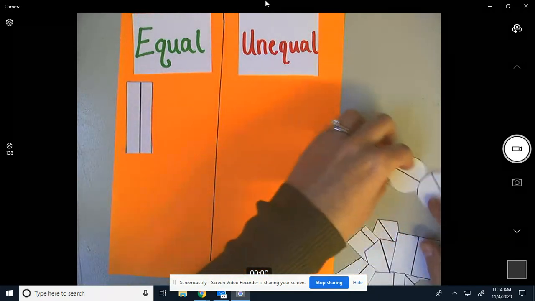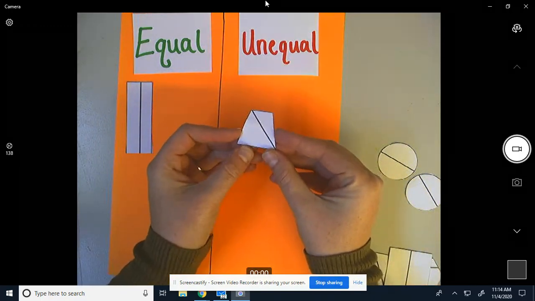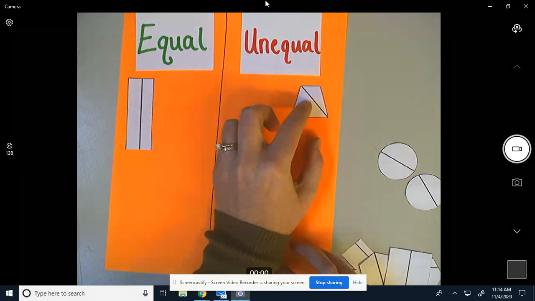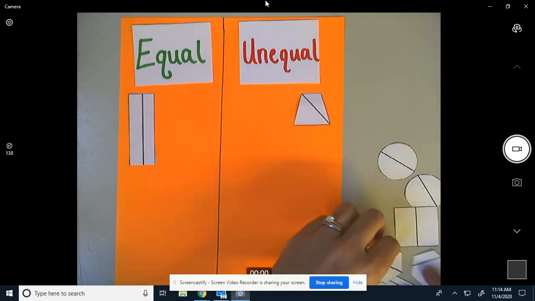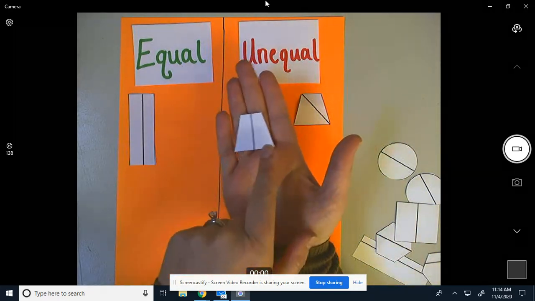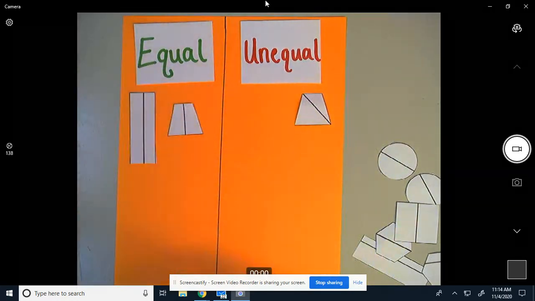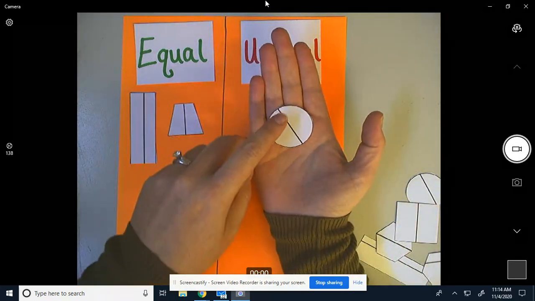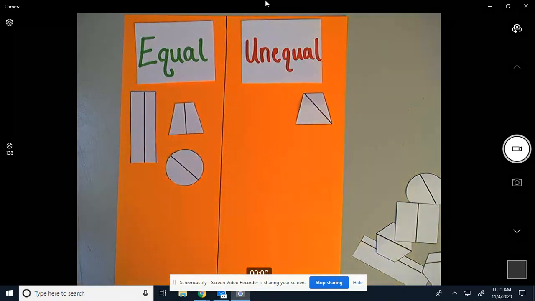Okay, let's look at another one. How about this one? Is this one cut into equal pieces? Is this the same as this? Nope, so it's on the unequal side because it's not cut in the same size pieces. How about this one? Is this piece the same as this piece? Yes, so it's equal. It's on the equal side. Okay, and this one, is this piece the same size as this piece? Yes, it is, so that's on the equal side.